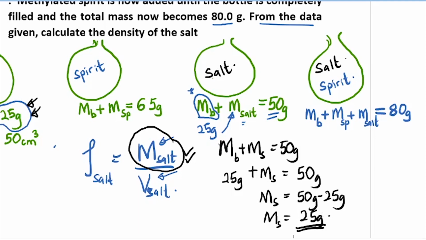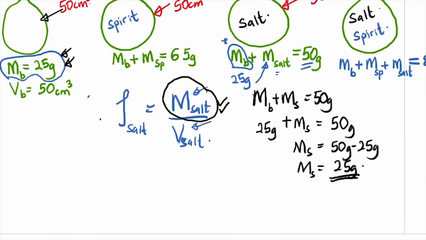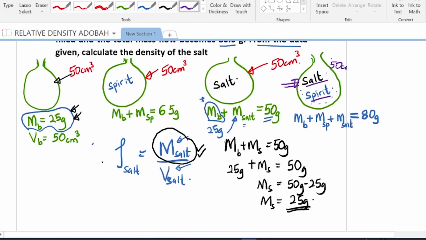Now what about the volume of the salt? Let's not forget that the volume of this thing we are using is 50 centimeters cubed. In everything that is going through here, we are dealing with the same density bottle, which is 50 centimeters cubed. That's the volume. Now we want to find the volume of the salt. We can analyze this using the volume of the spirit. Because look at this final thing. Here we have the salt and the spirit mixed together in this bottle to make 50 centimeters cubed.